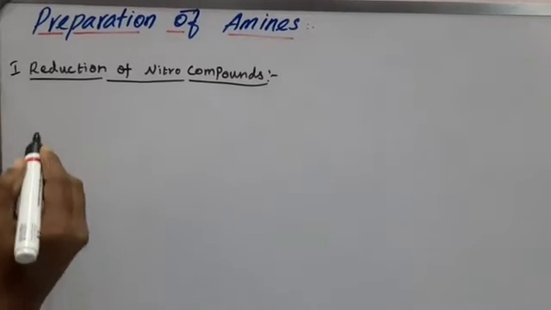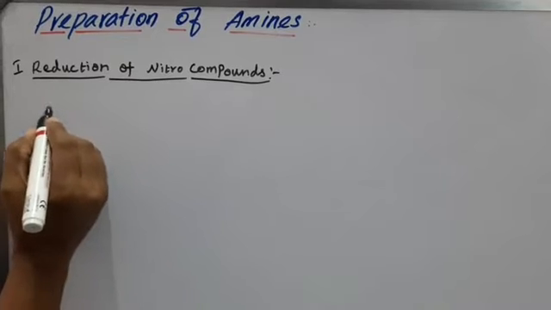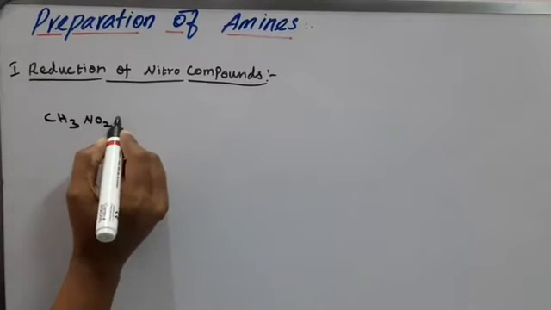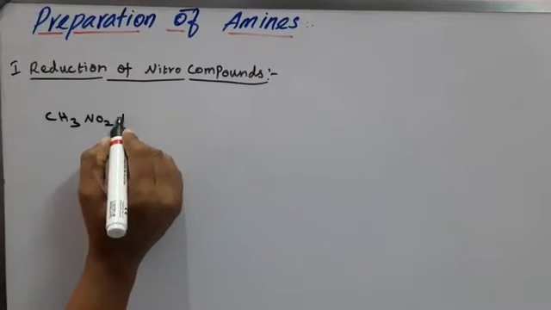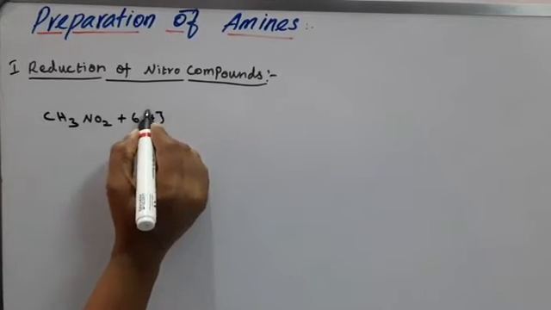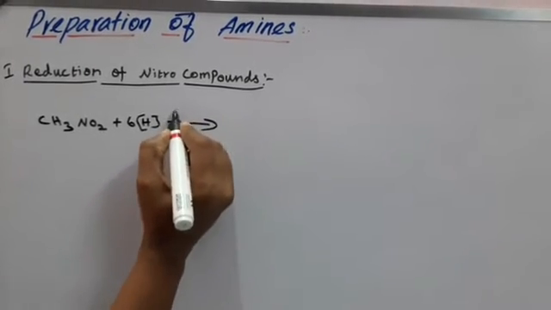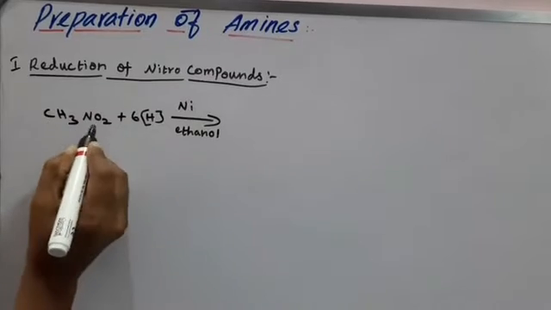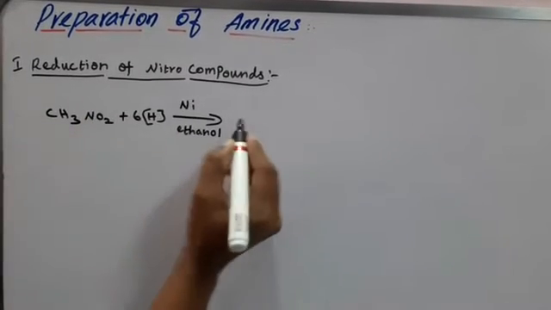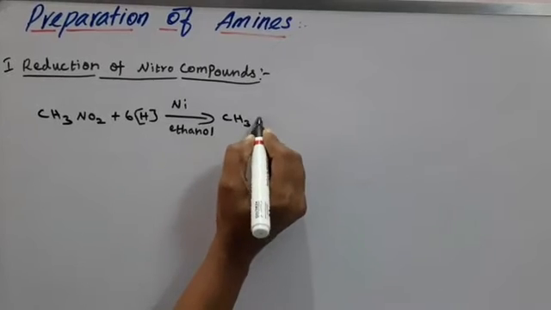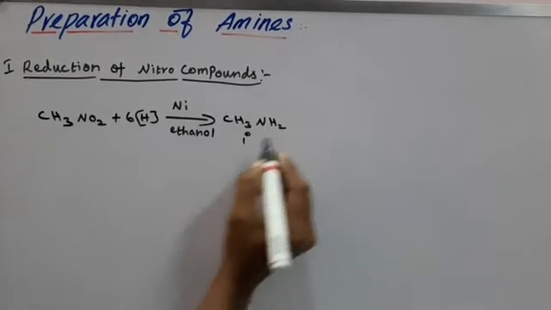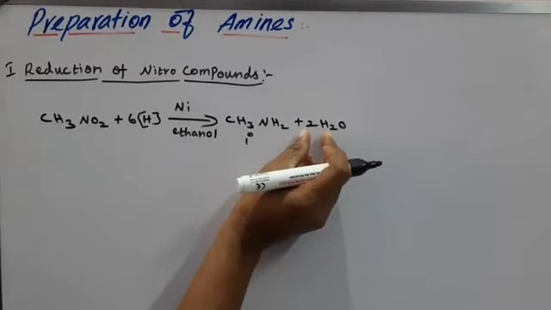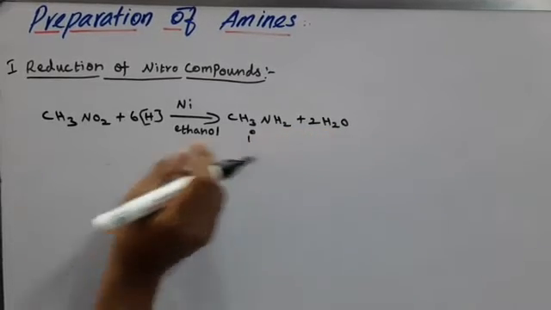For example, alkyl nitro, CH3NO2, so an alkyl nitro group and an aryl nitro group, in the presence of 6H, a suitable reducing agent like nickel in the presence of ethanol. This nitro group is converted to give CH3NH2, methanamine, plus 2H2O. For 2 H2Os that is 4 hydrogen, plus here 2 hydrogen, 4 plus 2, 6 hydrogen.